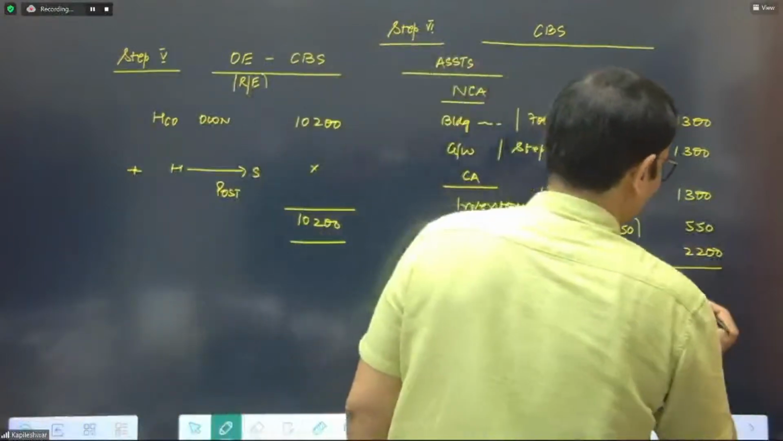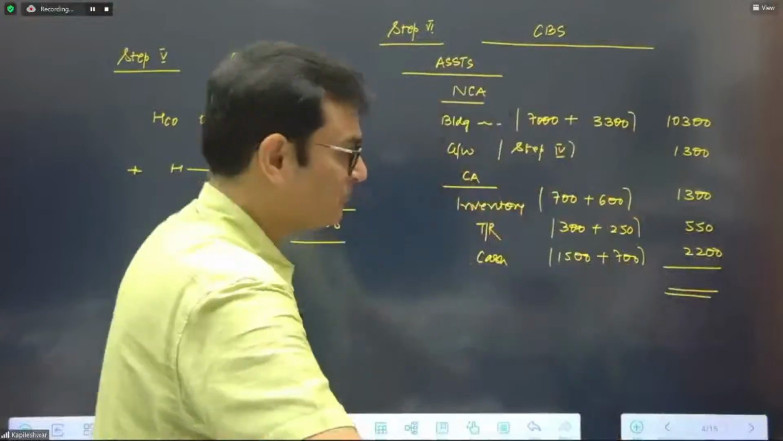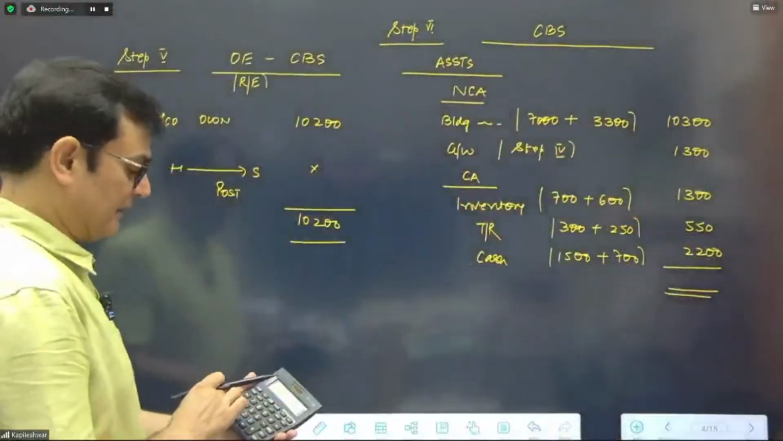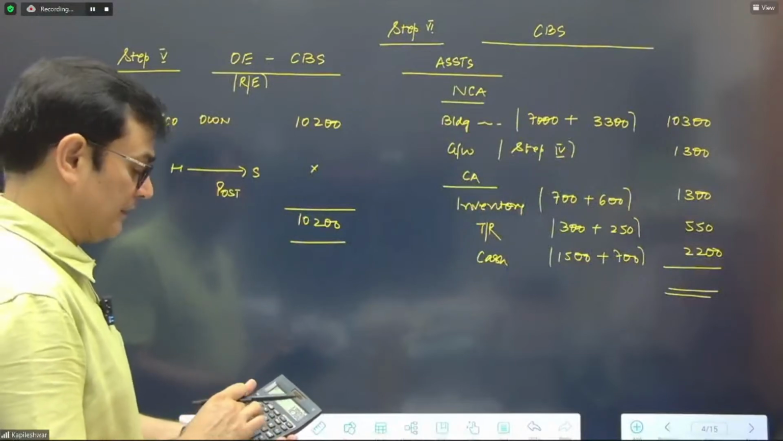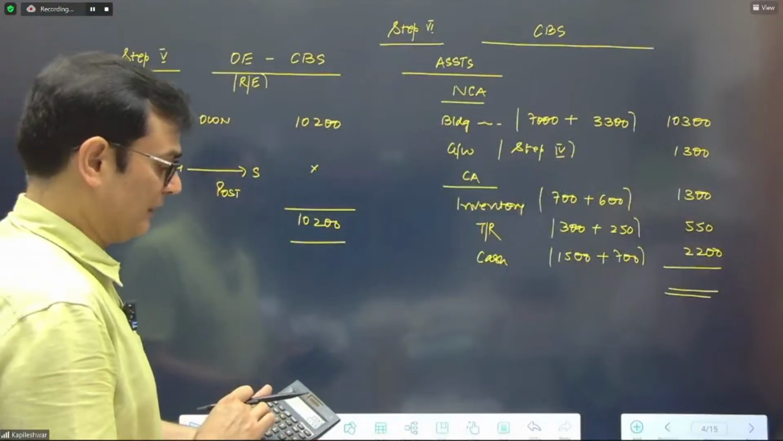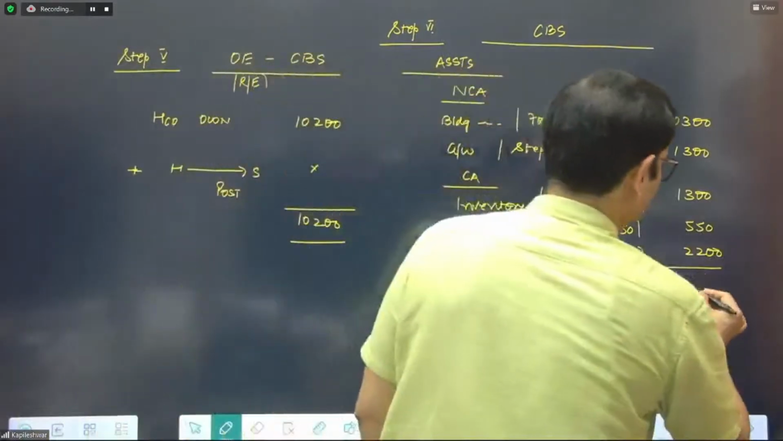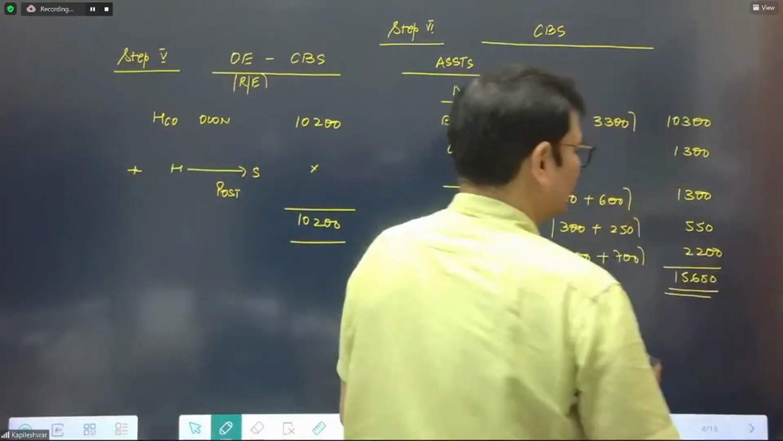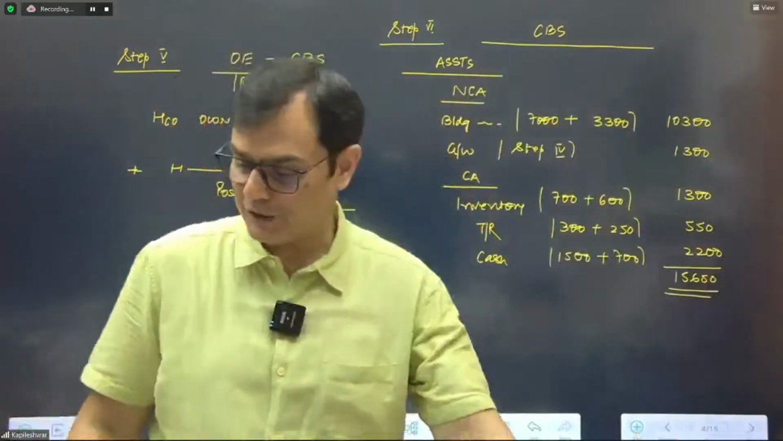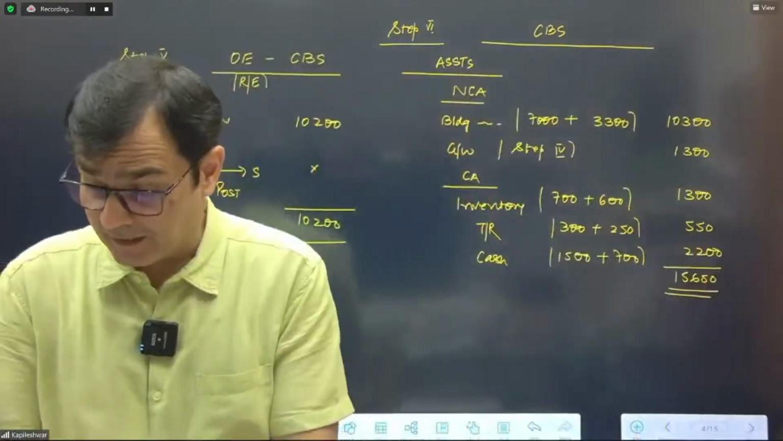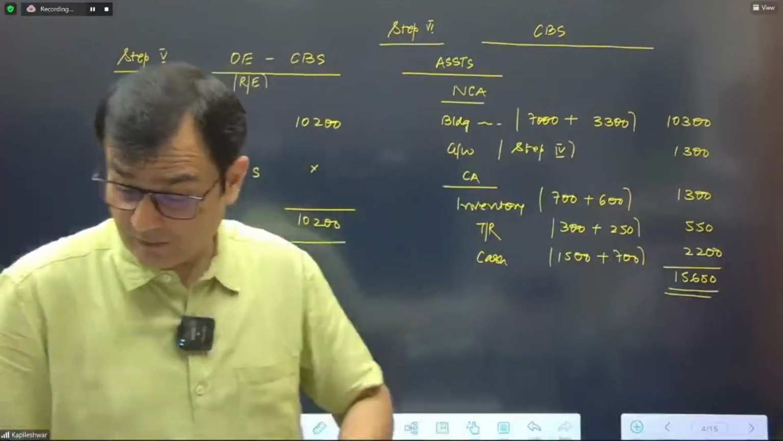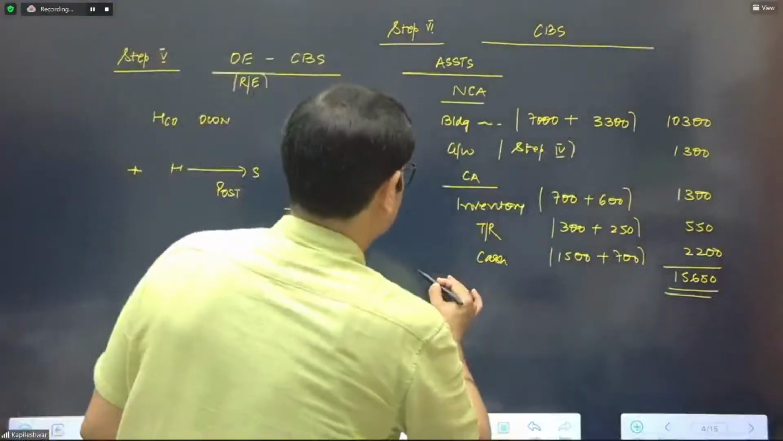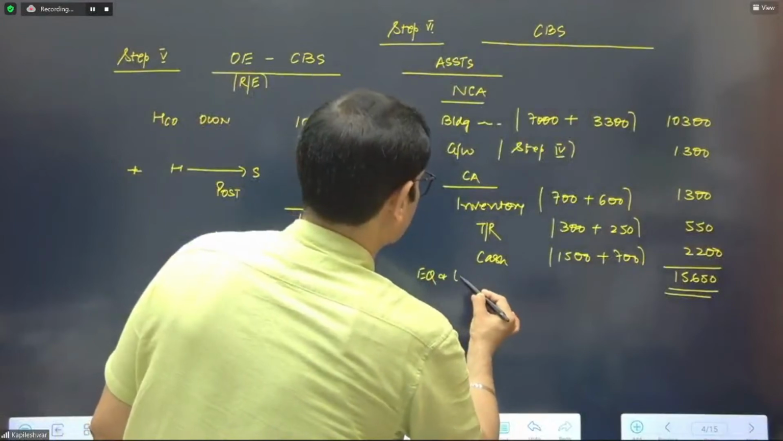So let's get the total of the consolidated balance sheet. So this is going to be 10,300 plus 1,300 plus another 1,300, 550 and 2,200. That works out at 15,650, which is the total of the consolidated balance sheet. Now let's also go to the liability side of the balance sheet as well. And on the liability side, we've got equity and liabilities.